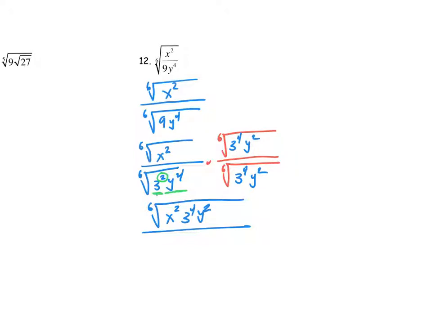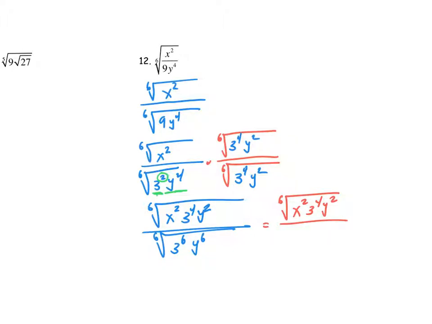And in the denominator, we're actually going to have the sixth root of 3 to the sixth y to the sixth. All right, so I'll write that out. So we have the sixth root of 3 to the sixth, because 2 plus 4 is 6, and the sixth root of y to the sixth, which was our goal here, right, in order to rationalize the denominator. So in the numerator, we're going to have the sixth root of x squared 3 to the fourth y squared. And the denominator, the radical's now eliminated, which is what we wanted.